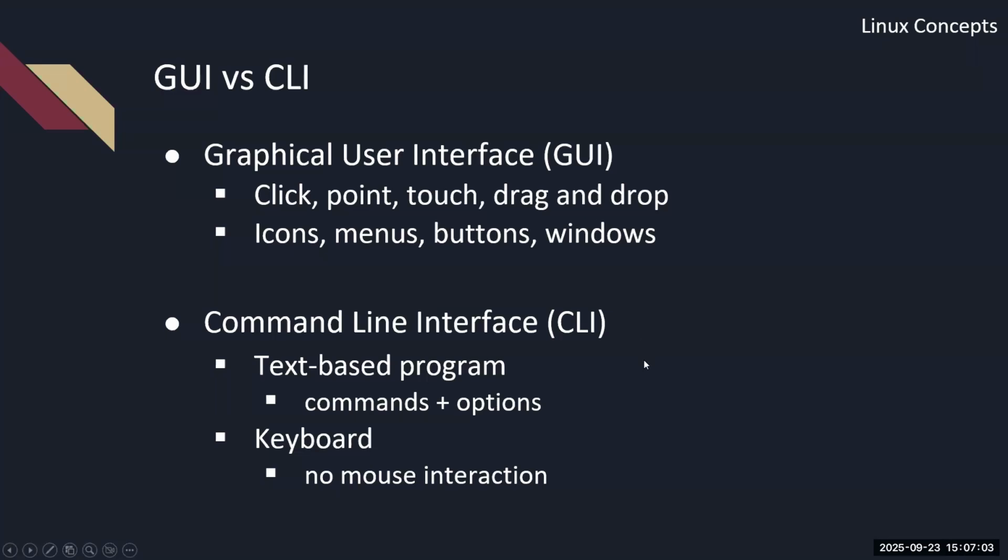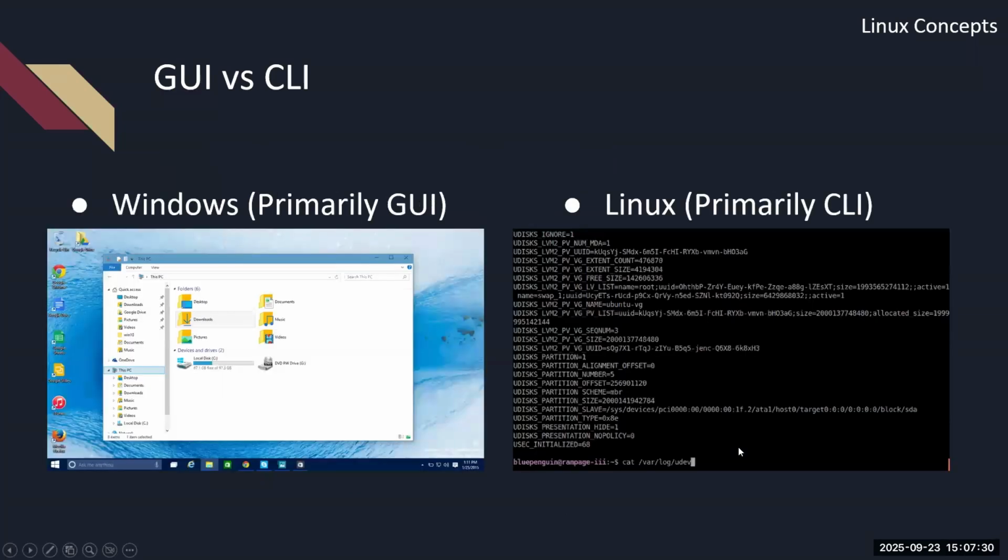Command line interface is used by Linux. It is a text-based program, meaning we can only use commands and options. Options are the things to add to the commands. We'll talk about that later. And we can only use commands to communicate with the system. There's no mouse anymore. The only thing you can use is the keyboard. So this is the basic thing about command line interface.